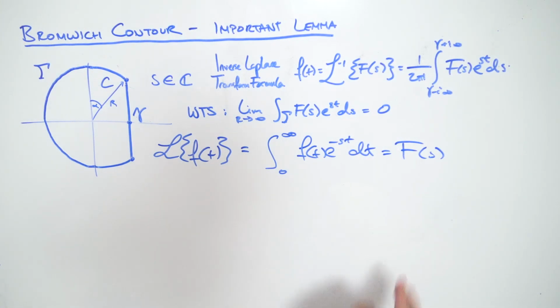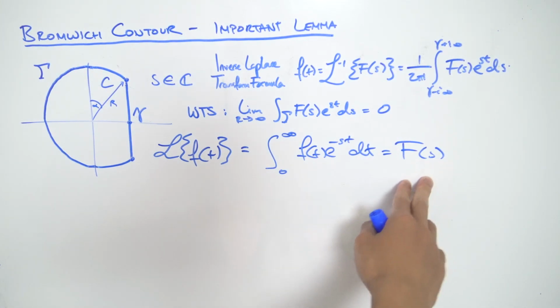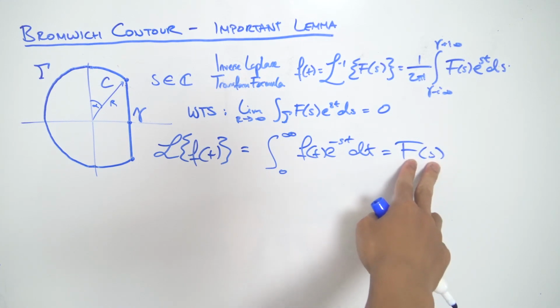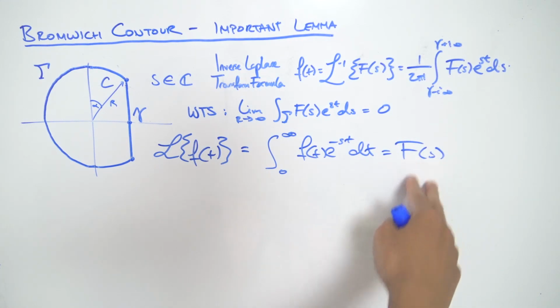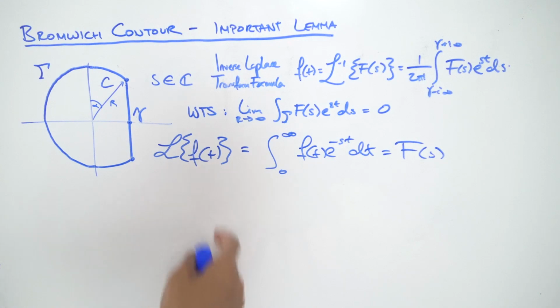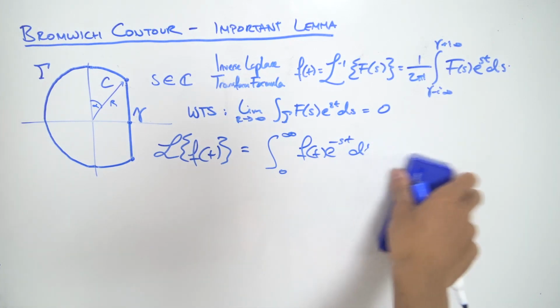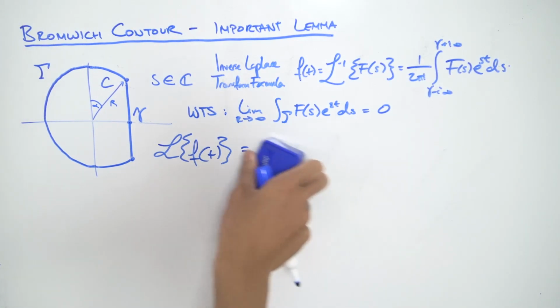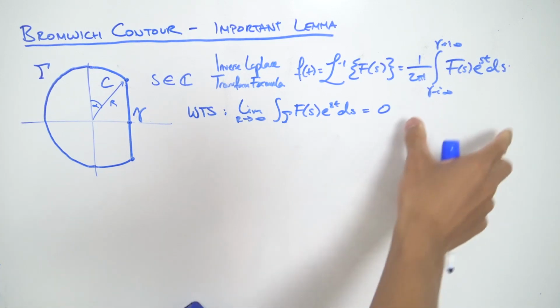And the question is, is there a formula to go backwards from this? So can we plug our capital F of s into some formula and get back our original f of t? And the answer is yes. It's not a particularly nice formula, but here it is over here.